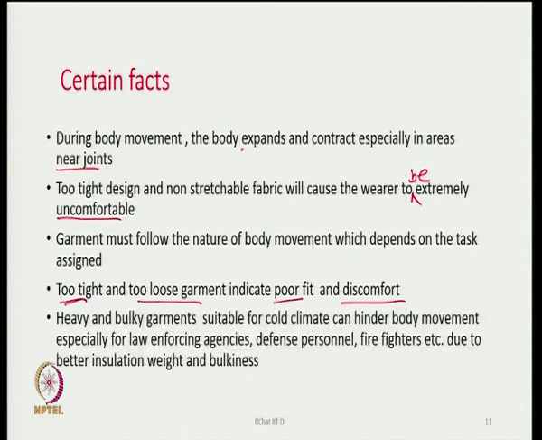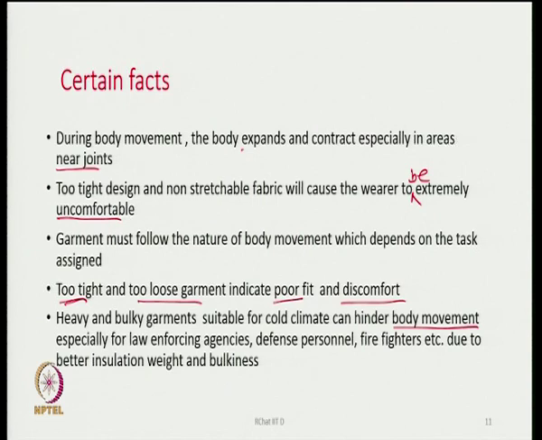Heavy and bulky garments suitable for cold climate can hinder body movement. So, we have already discussed how heavy and bulky garments also can create problems with body movement, especially for law enforcing agencies like defense personnel, firefighters and police people. So, this can create problems, especially when the garment is either heavy or bulky.